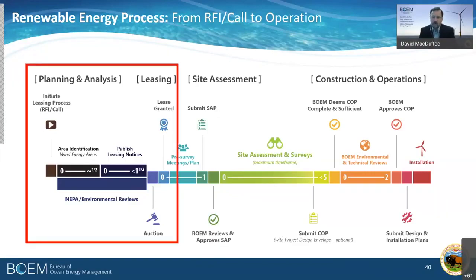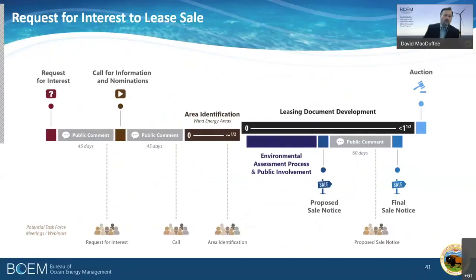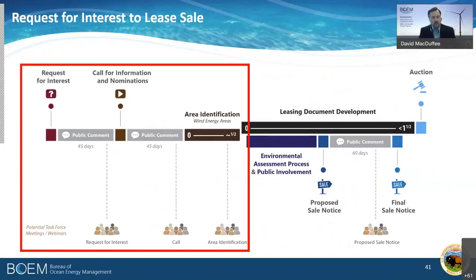So we'll focus primarily on that planning and analysis phase and touch again a little bit on the leasing. So if we go on to the next slide, we can zoom in to that phase. There we go. And the planning and analysis, if you click one more time, starts with the request for interest. That's what has been published for the Gulf of Mexico. And I'll talk a little bit more about the various steps through the next few slides. But I did want to point out here on the bottom, you'll see there are multiple opportunities for task force engagement. And it's critical, particularly in this beginning planning and analysis phase.